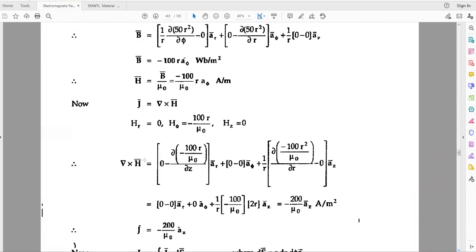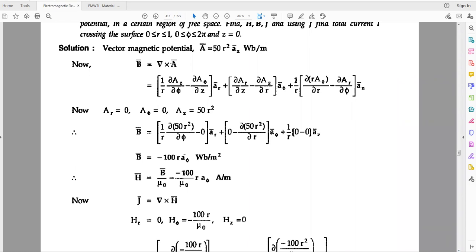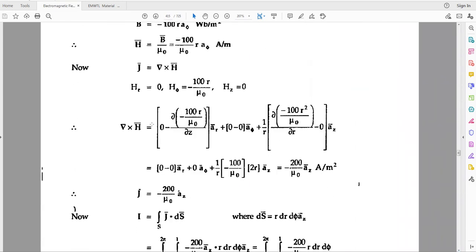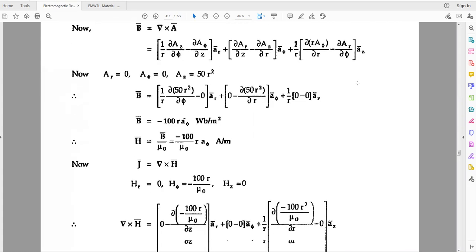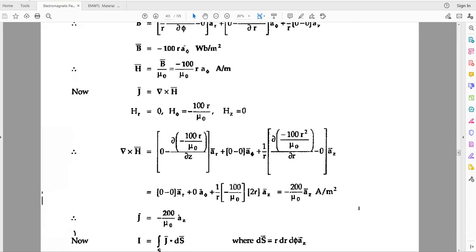So again, del cross H bar, using this formula only. Del cross H bar, the Hφ term only. The Hφ term is ∂/∂Z of this one and the φ. The remaining terms are all zeros. In the first term, with respect to ∂/∂Z there is only a Z term, so it becomes 0 here, and the second term is also 0. And ∂/∂R means del cross H bar is equal to J bar, 1 by R into ∂/∂R of this function.